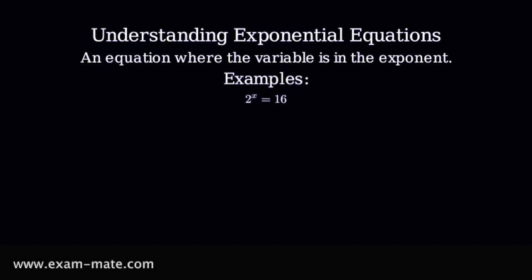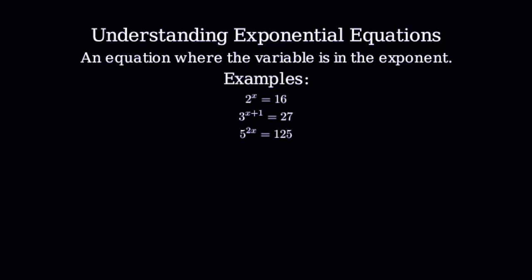First, 2 raised to the power of x equals 16. Here, x is the exponent. Second, 3 raised to the power of x plus 1 equals 27. Again, the variable x is part of the exponent. Third, 5 raised to the power of 2x equals 125. Fourth, e raised to the power of x equals 7. e is the natural exponential base. And fifth, 10 raised to the power of 2 minus x equals 100.